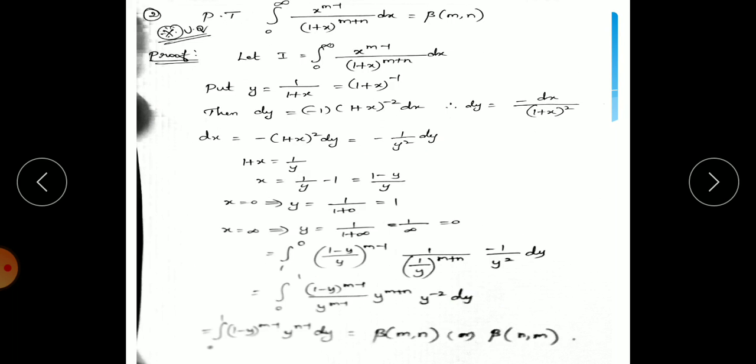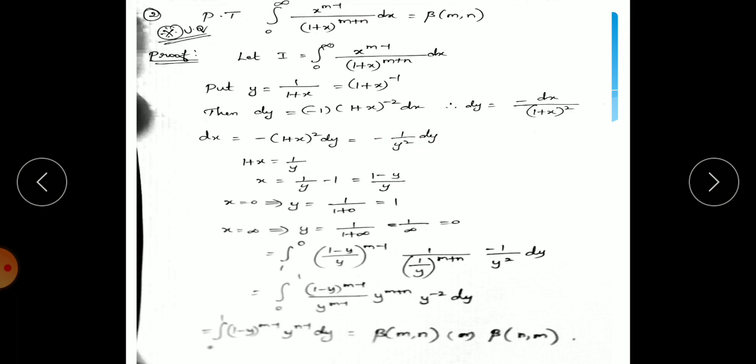Next important university question. The integral from 0 to infinity of x power m minus 1 divided by (1 plus x) whole power m plus n dx is equal to beta of m comma n. Let us take this as I, an indefinite integral, and put y equal to 1 by 1 plus x, so (1 plus x) to the power minus 1 will come. Differentiating, dy equals minus dx by (1 plus x) whole squared, so dx equals minus (1 plus x) whole squared into dy. We take dx to this side and multiply across, so this is minus 1 by y squared into dy. Now 1 plus x equals y, so x equals 1 by y minus 1, that is, (1 minus y) by y.